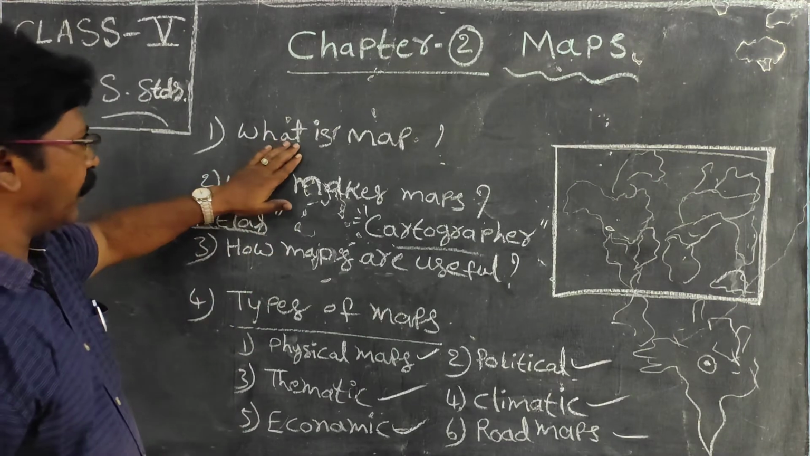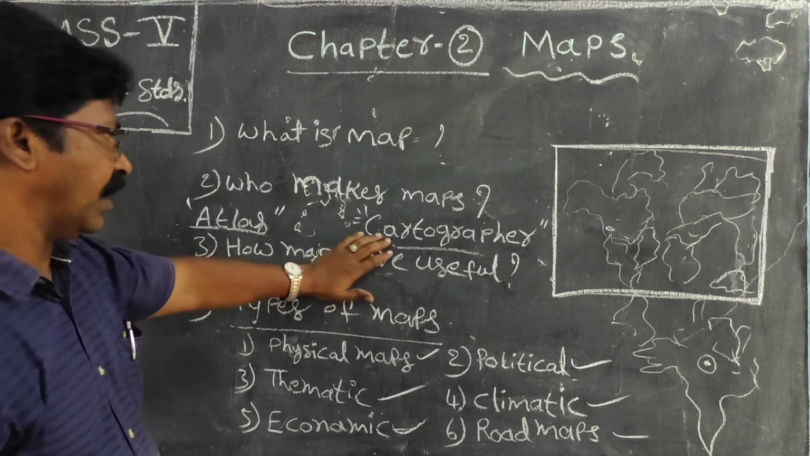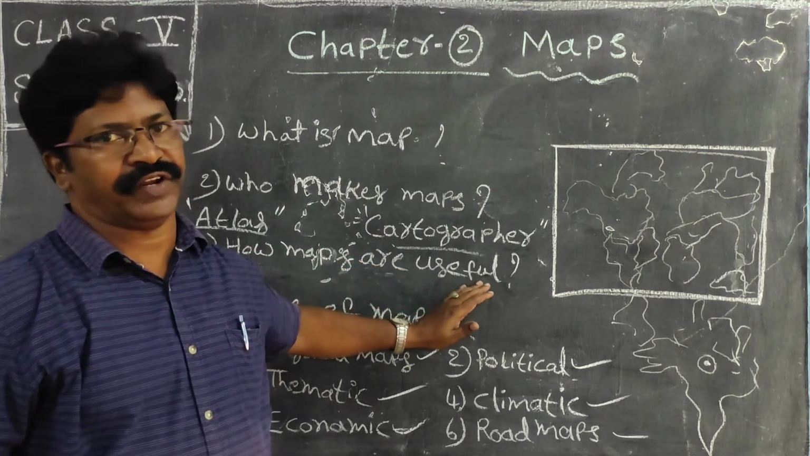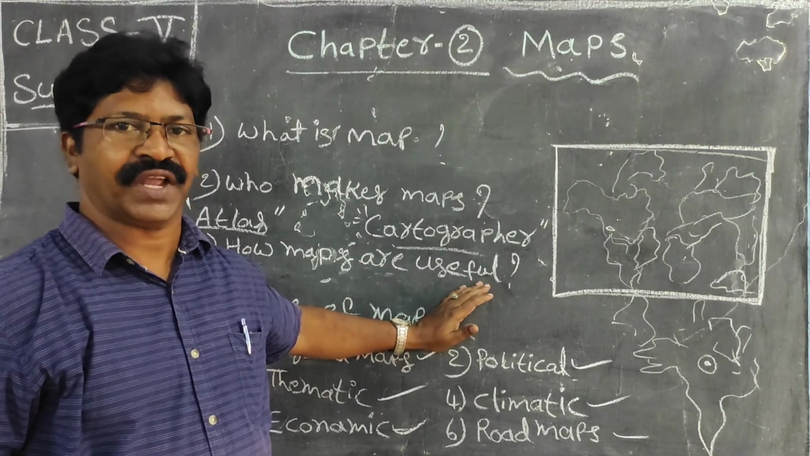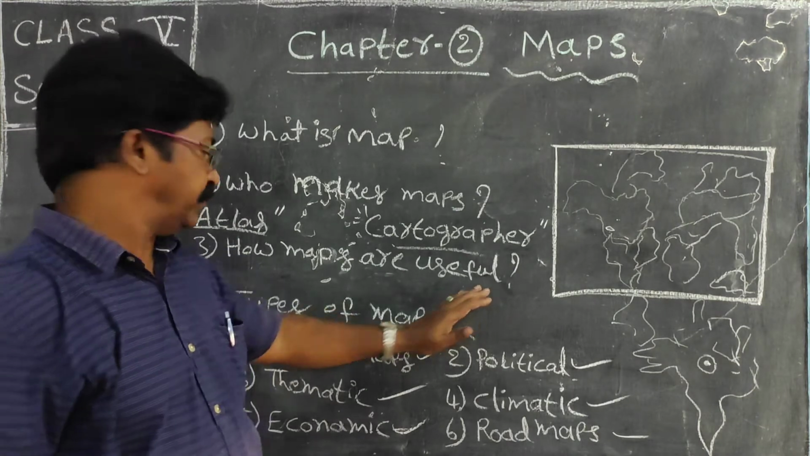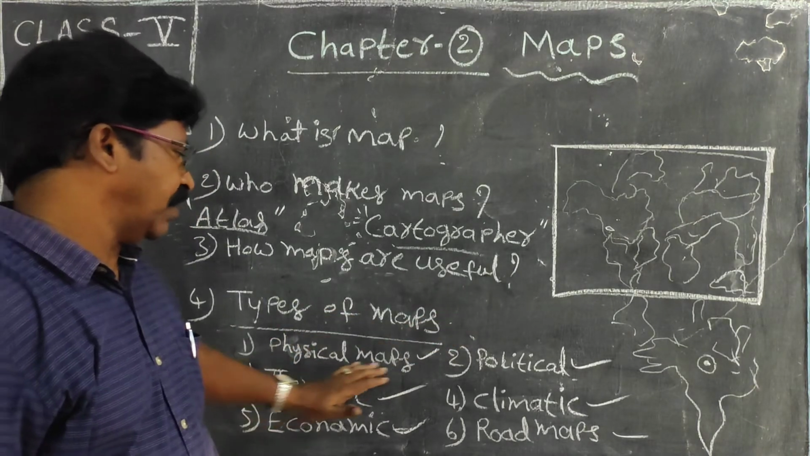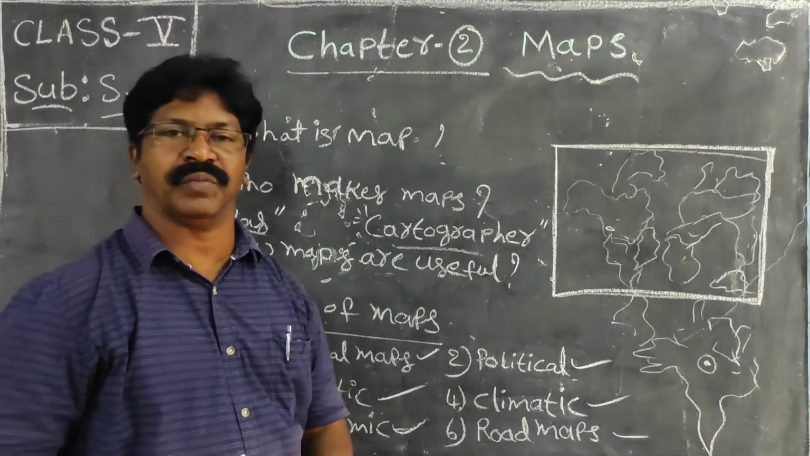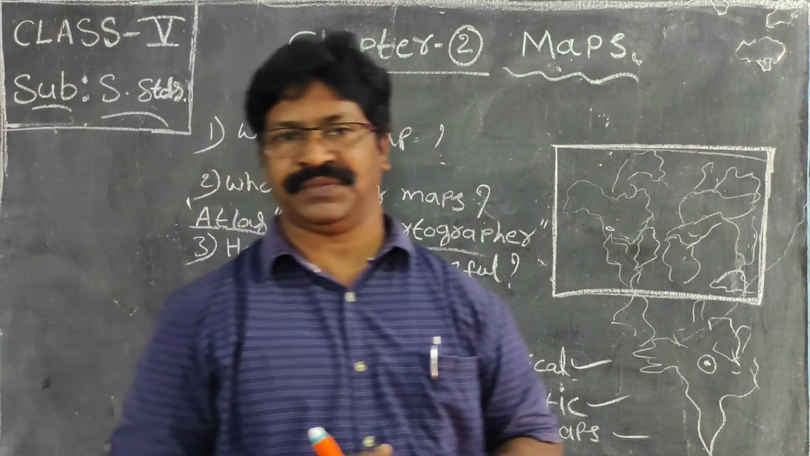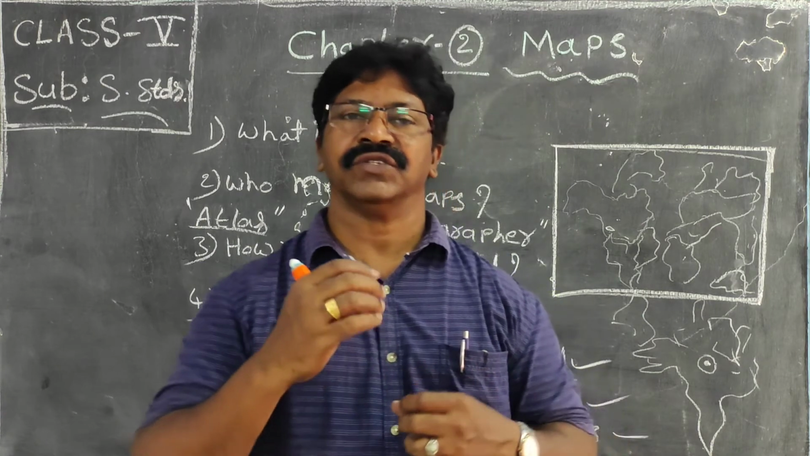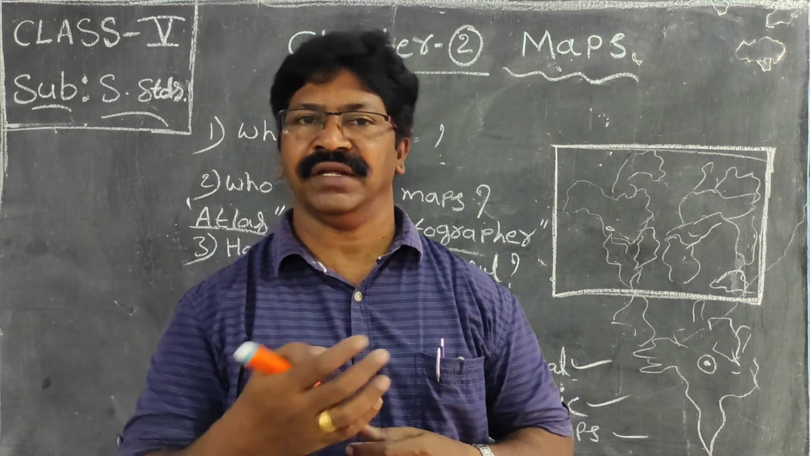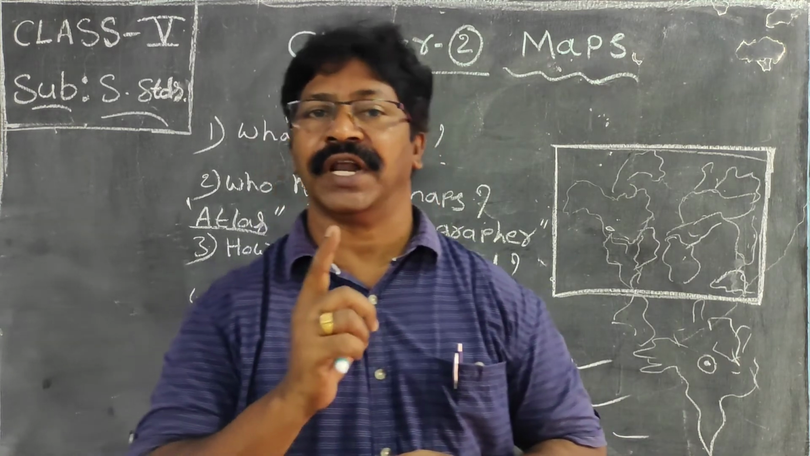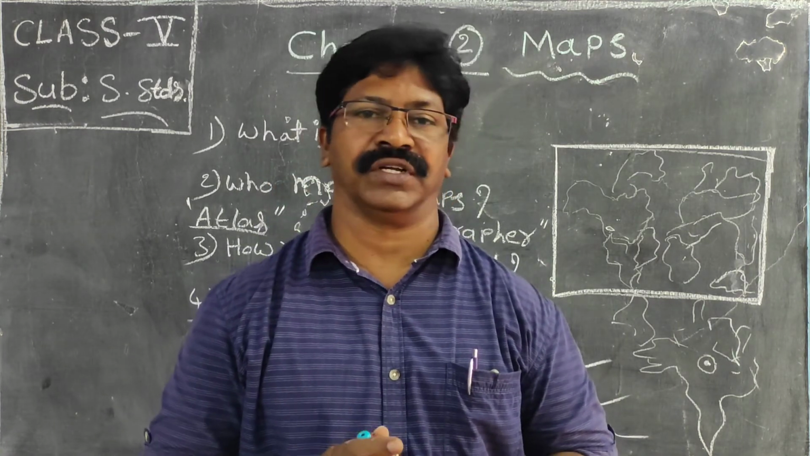So now we have read about the map and the cartographer who makes maps, and how maps are useful. They are very useful to carry and useful to get information also. And physical maps, political, thematic, climatic, economic, road maps: these are the types of maps we already discussed. So watch this video again and again and get the information. Keep reading the textbook continuously.